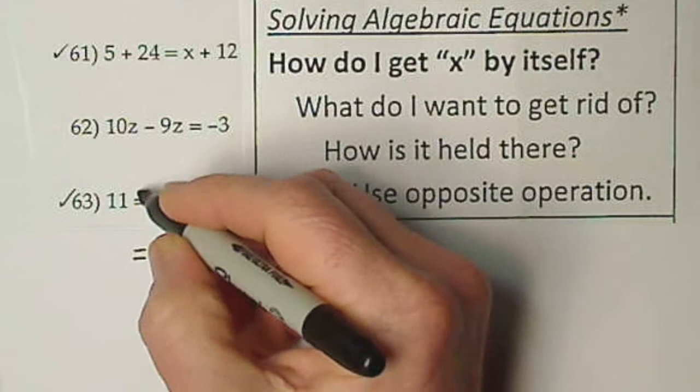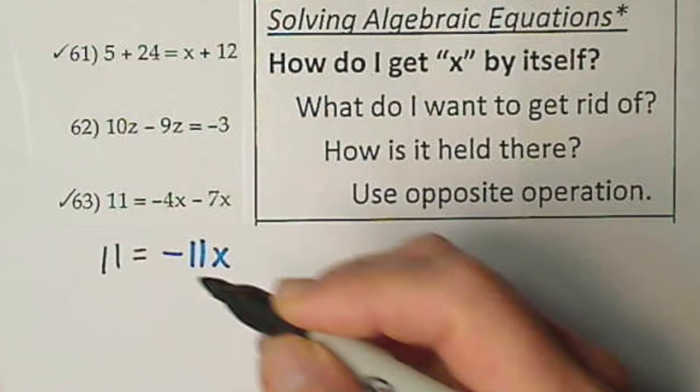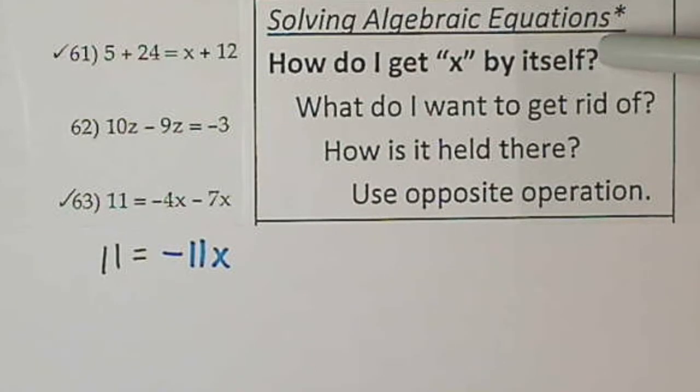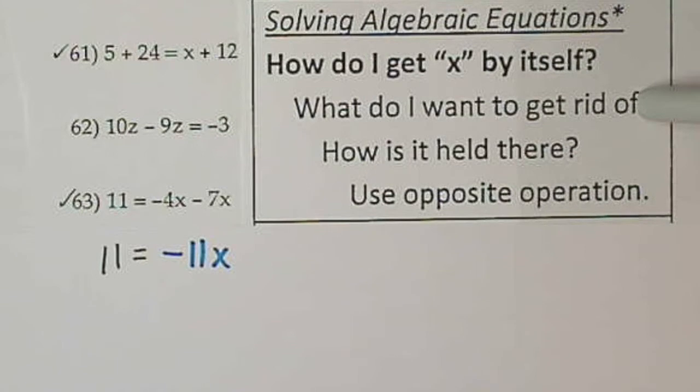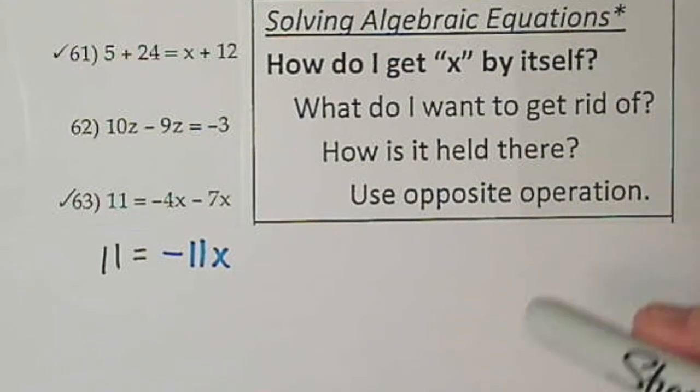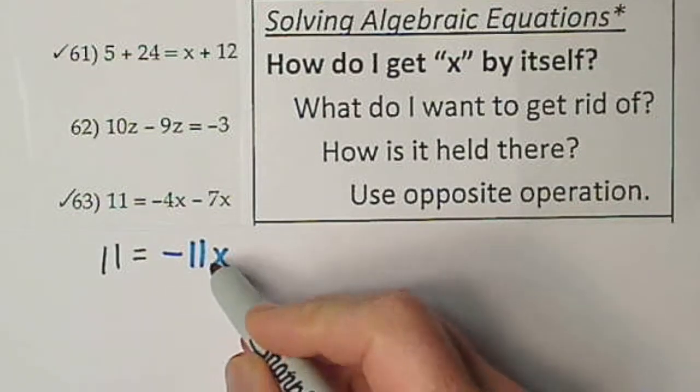The equal sign, very important, and the 11, okay? And now I'm still trying to get x by itself. What do I want to get rid of? I want to get rid of that negative 11. How is it held there? Well, it's held there by multiplication.